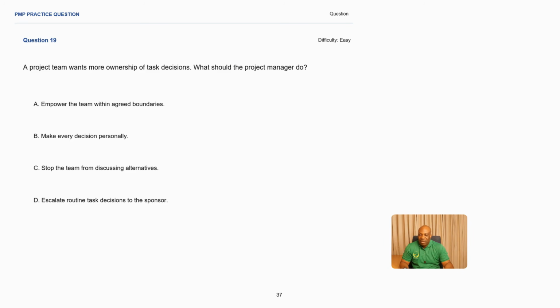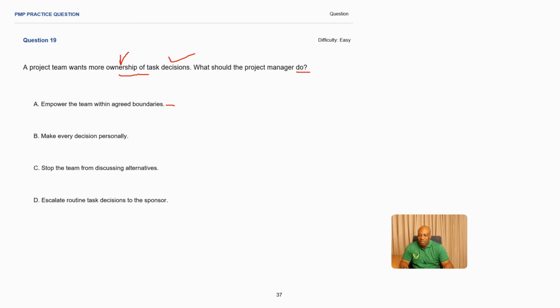Right. Practice question number 19. A project team wants more ownership of task decisions. What should the project manager do? So what is our problem statement? The project team wants more ownership of task decisions. All right. So let us go through the answers now. Number A, empower the team with agreed boundaries. Okay, it makes sense because the team wants more ownership of task decisions. So if you empower them, it might help this problem.